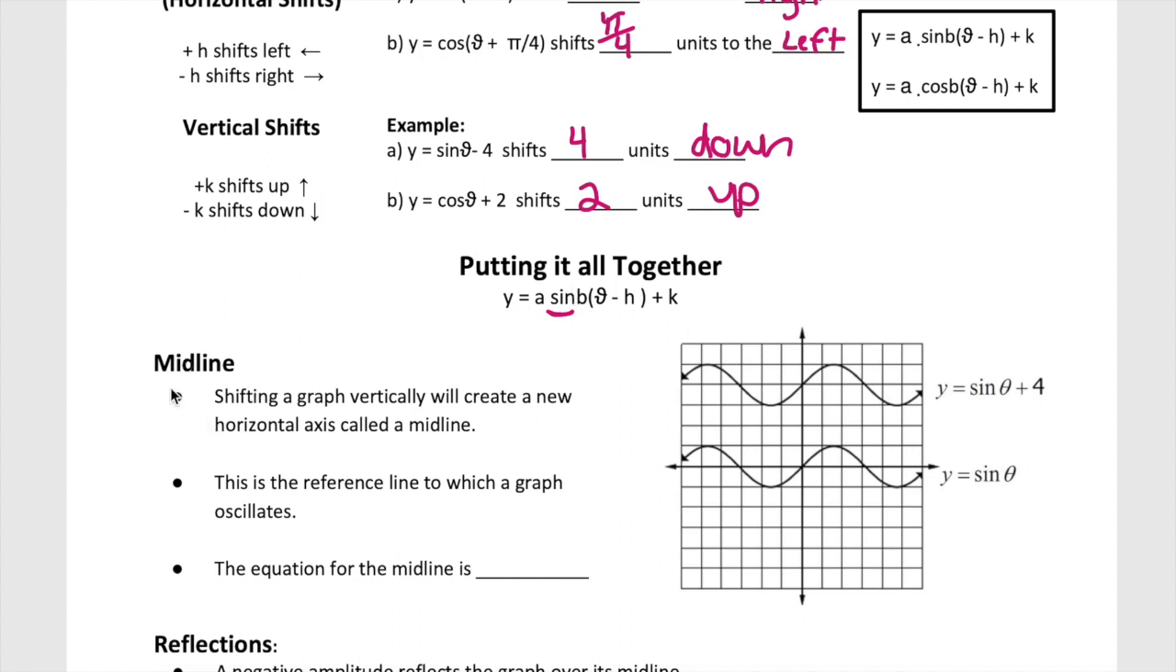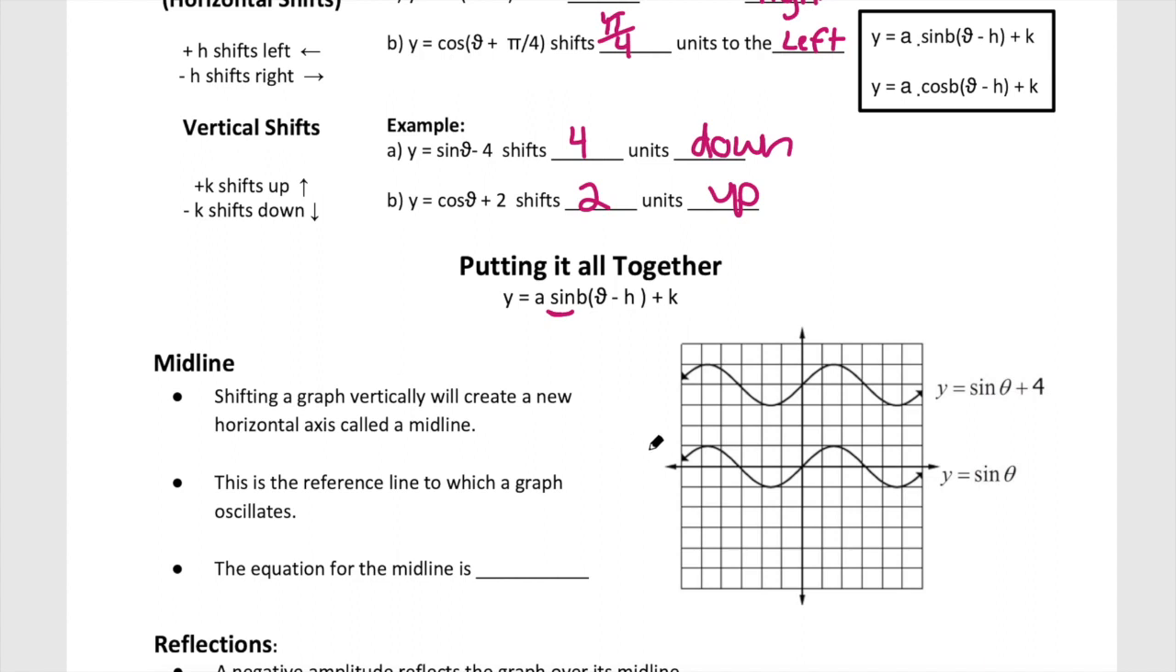As we're beginning to do shifts, I'm going to introduce you to a new vocabulary word called the midline. When we shift a graph vertically, we create a new horizontal axis. We call this a midline. This is the reference line to which a graph oscillates, or to which it increases above and below. It sort of keeps going up and down below this line.